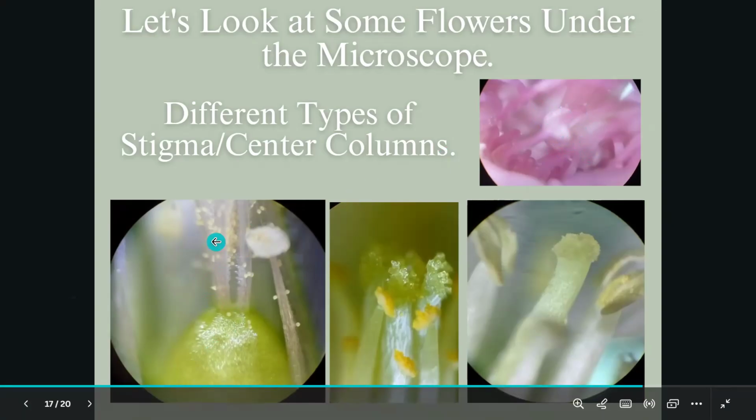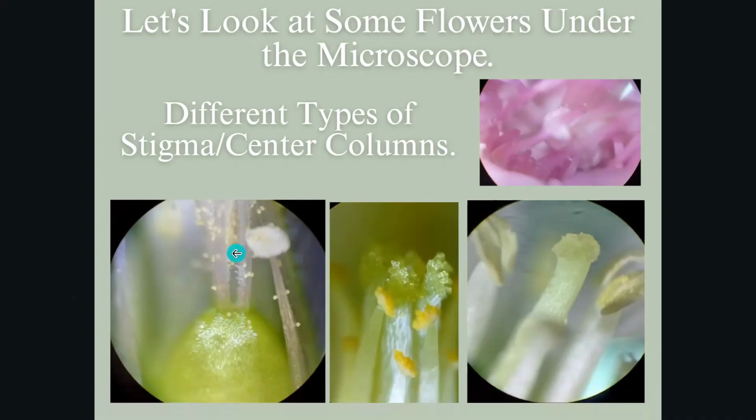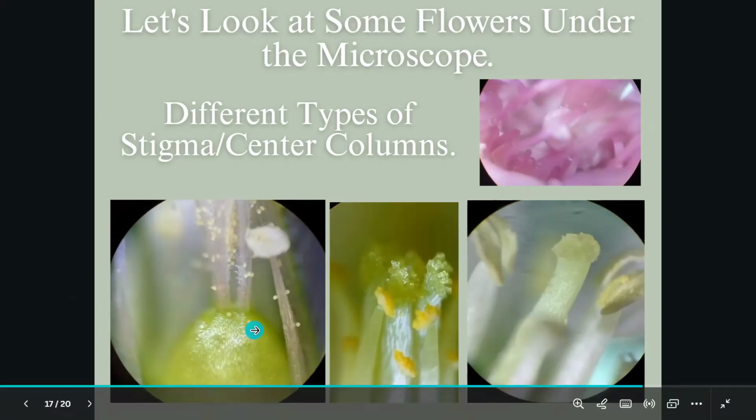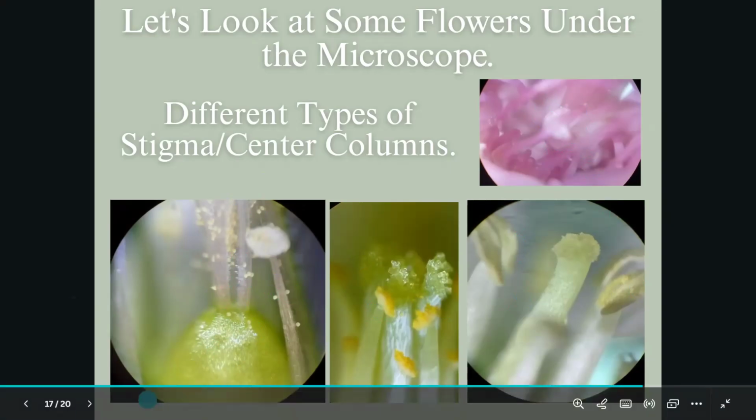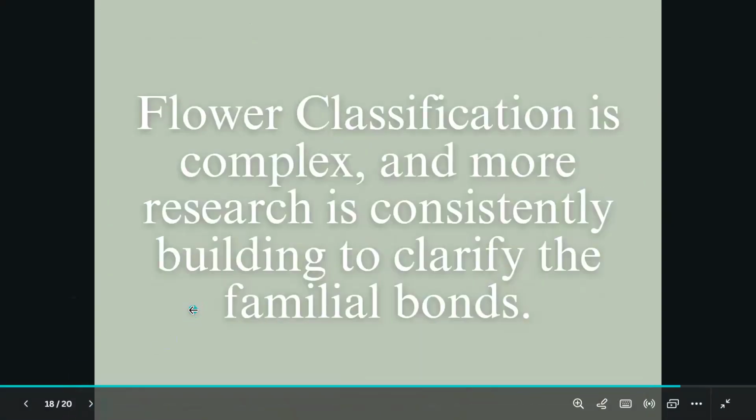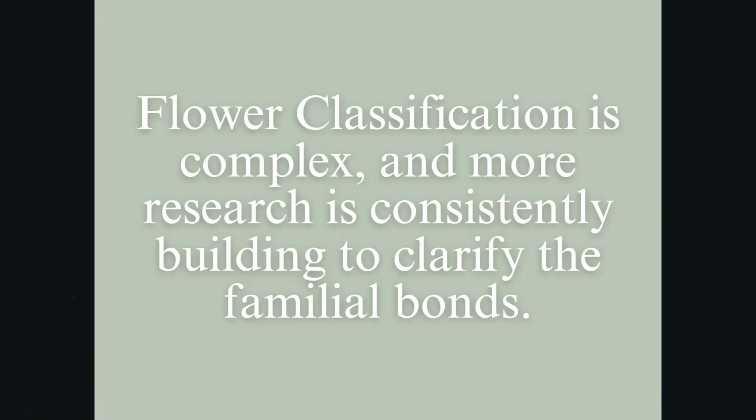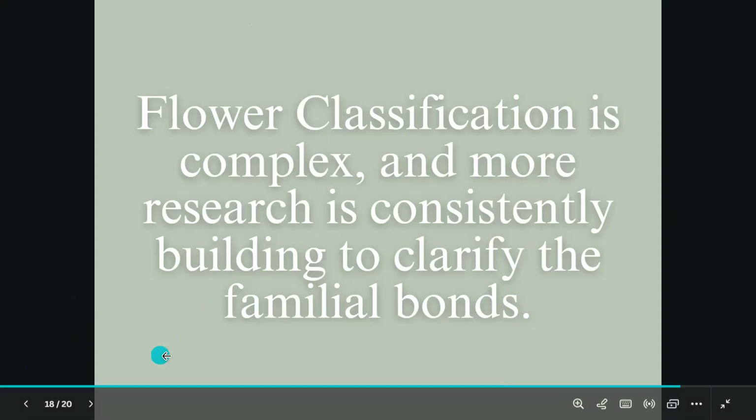So this one obviously has at least four plus arms reaching out at the top of the ovary. So ovary, ovum. So all different. And these are just four different types of flowers, and they were all in my mother's yard. So it's a very large task to try and categorize these flowers. It is complex, and research is consistently building and clarifying these familial bonds. It's amazing with the biodiversity that we have.